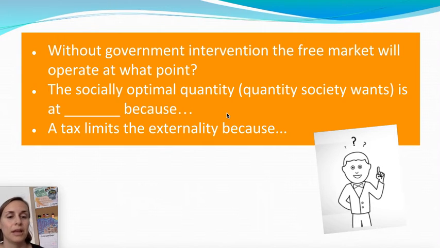So, can you answer these three questions? Without government intervention, the free market will operate at what point on the diagram? Make sure you can explain it. What's the socially optimal quantity? Where should the society be producing? Make sure you can label it and explain. And how does a tax limit an externality? Be able to show it on a diagram and explain.